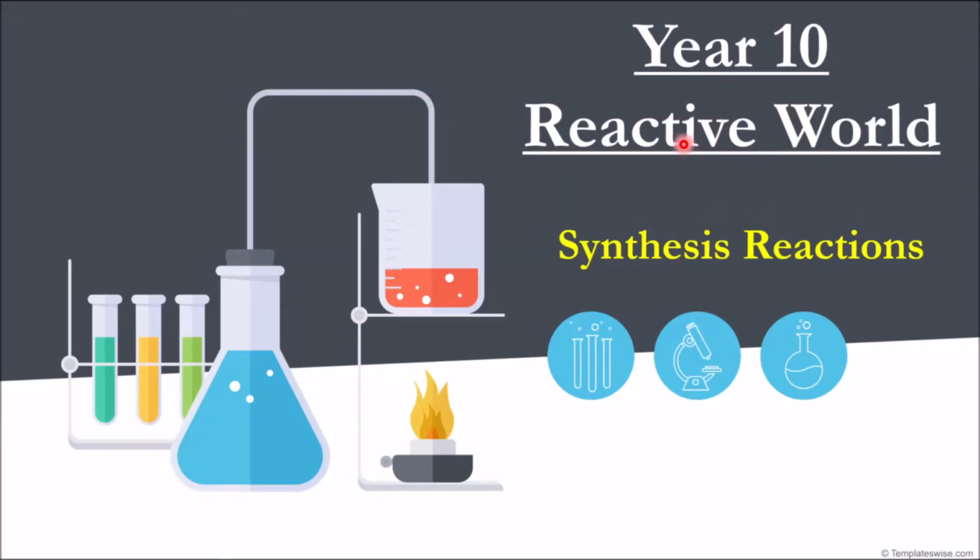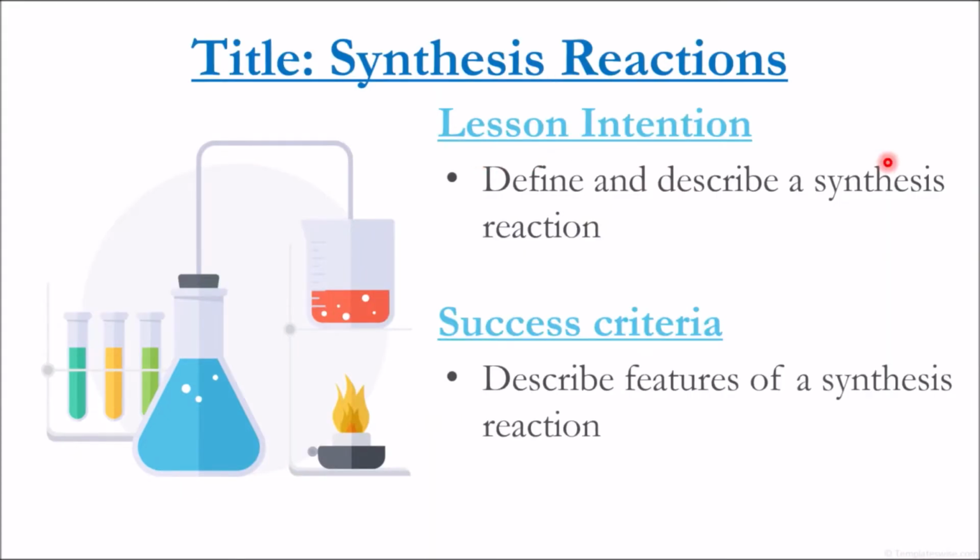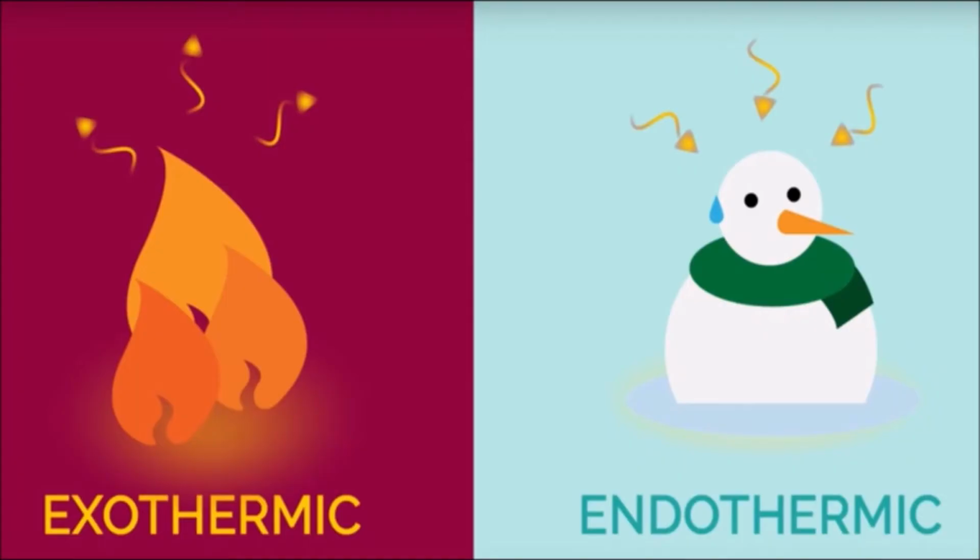Today in Year 10 Chemistry, we are going to look at synthesis reactions. The lesson intention for today's lesson is to define and describe a synthesis reaction. Your success criteria will be to describe features of a particular synthesis reaction and also what the requirements are for a synthesis reaction to occur.